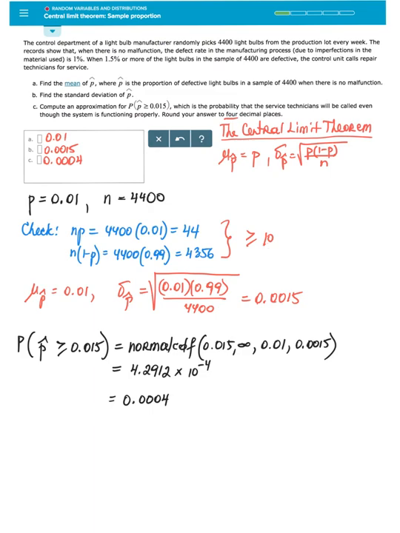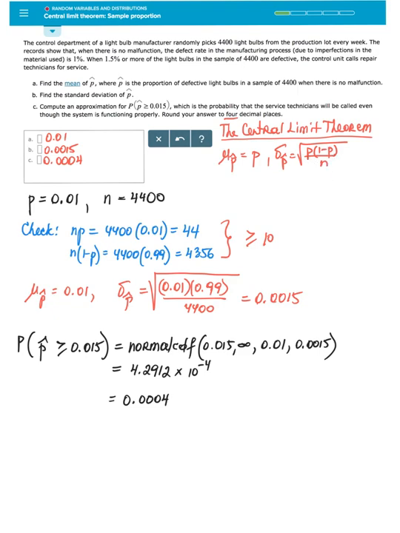The central limit theorem says that even if your population is not normally distributed, when you take samples large enough, the proportions p hat that you're going to get as a result will be normally distributed. In addition, the central limit theorem states that the mean of those sample proportions will be equal to the proportion of the population, and the standard deviation of those sample proportions will be equal to the square root of p times 1 minus p divided by sample size n.